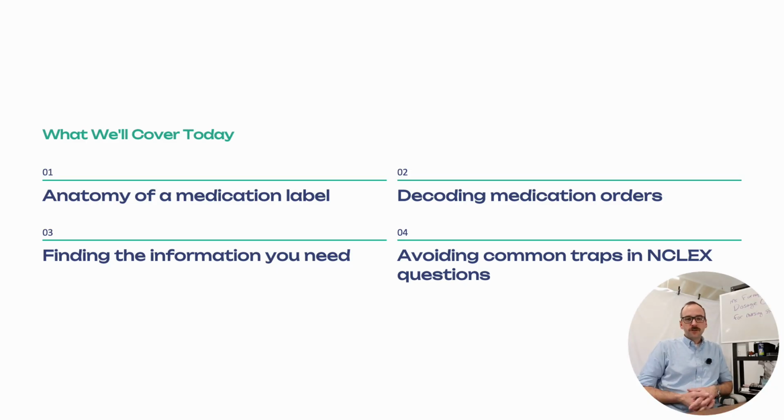So what we're going to cover: what all's on a medication label? When you see that bottle of pills, you know you're supposed to take 2 of them, but what all information is on there? How do we decode medical orders? What are they actually saying when they tell us to give medicines? How do we find the information we need? And then avoiding some common traps you might find in NCLEX questions. We're just hitting the surface today.